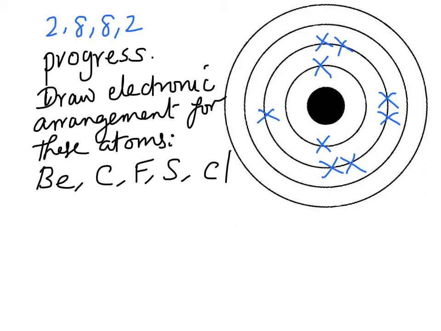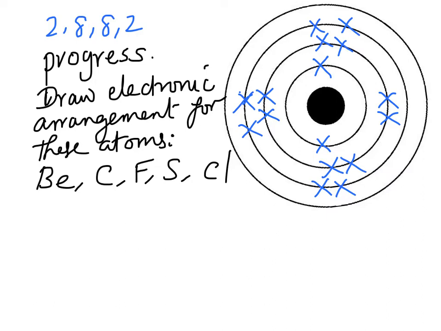It has 16, 2 on the first shell, now 8 on the second shell, so I'm left with 6 more. Already 10 done here, 2, 8, so I'm left with 6 more, which I can draw over here on the third shell, like so. So 6 electrons here, and that is the structure of electronic arrangement for sulfur. Please note that it has 6 electrons on its outer shell. So sulfur has 6 electrons on its outermost shell.